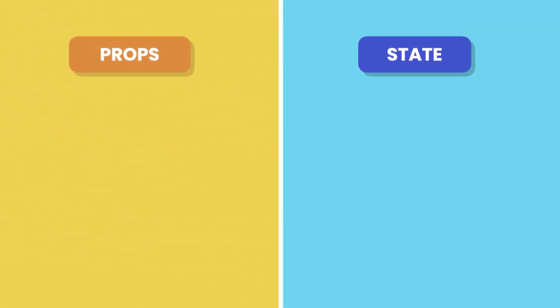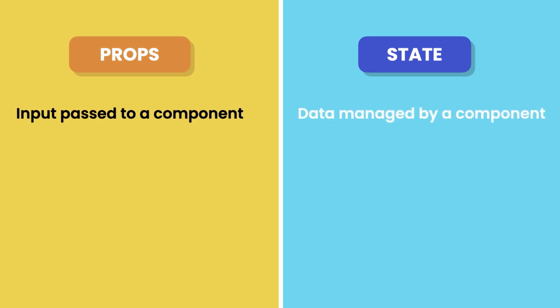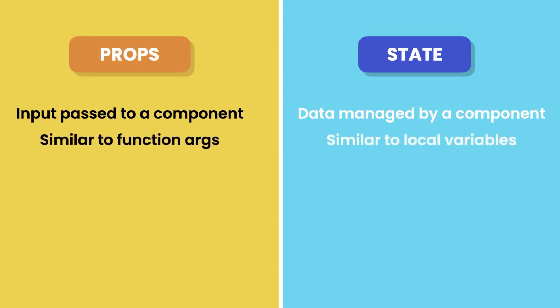Now let's talk about the differences and similarities between props and state. As you have seen, props or properties are the inputs or arguments passed to a component. State, on the other hand, is the internal data managed by a component that can change over time. So props are like function arguments and state is like local variables inside a function.